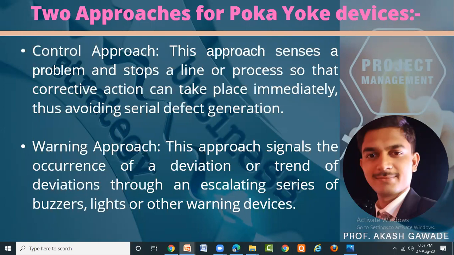Warning approach means this approach signals the occurrence of deviation or trends of deviation through an escalating series of buzzers, lights, or other warning devices. I want to highlight this point. The first one is the buzzer. The second one is the light.